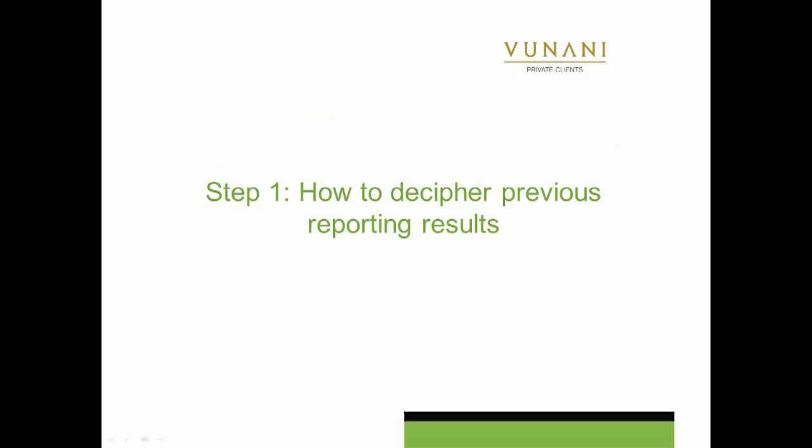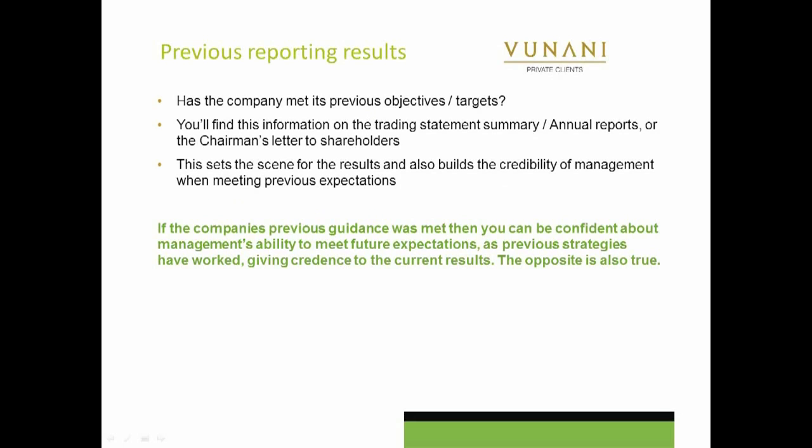So that's basically what I've just said. Has the company met its previous objectives? You'll find this information in the trading statements, annual reports and chairman's letters to shareholders. This really sets the scene for the current results that you are looking at. If for example none of the objectives were met, then you will immediately get an indication of what sort of results you're looking at, because here you're trying to scan through results without reading the entire 400-page document to get a sense of how the share will trade on the day it drops results.